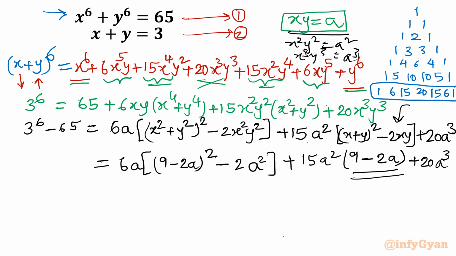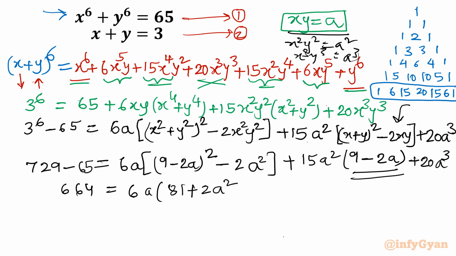Now we only need to simplify. 3 power 6 is 729, 81 times 9. So 729 minus 65, that value will come, that is 664, equal to. I will expand this 6a in the bracket: 81 plus 4a square minus 2a square plus 2a square, 18 times 2 is 36. Plus, again I will expand 15 times 9, 135a square minus 30a square, 30a cube plus 20a cube.